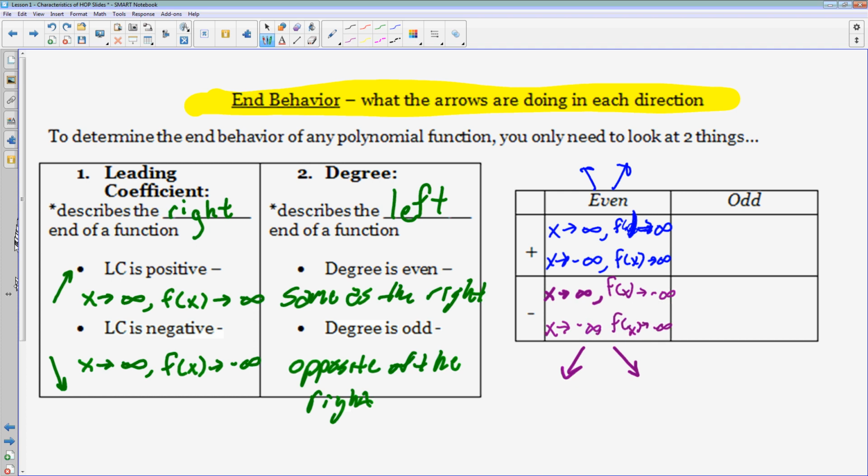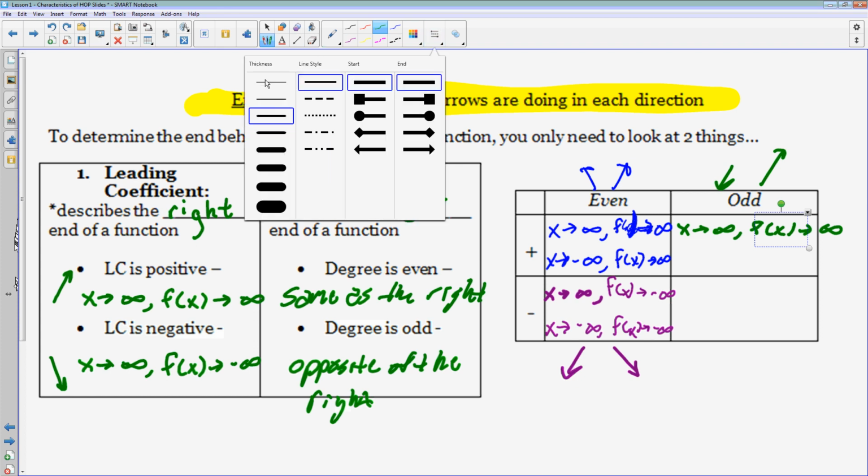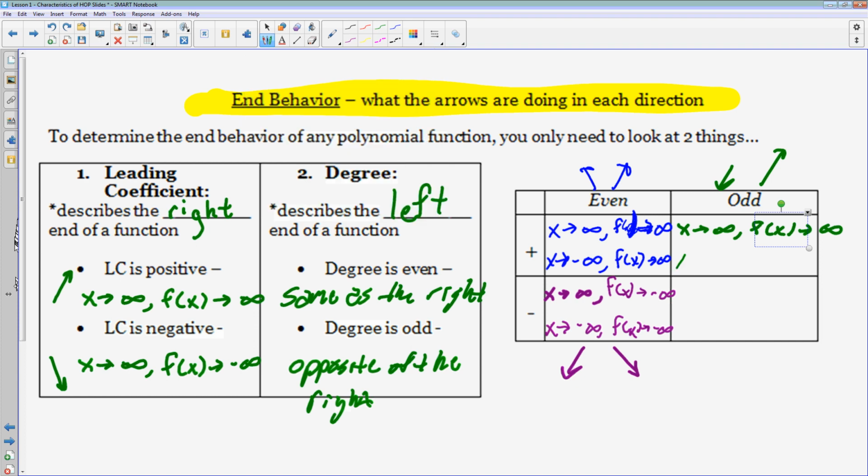If we have a positive leading coefficient and our degree is odd, we know we're going to be going to positive infinity on the right, but because we're doing odd, think opposite, we're going to be going to negative infinity on the left. So think about your odd functions like x cubed. Makes sense. So as x goes to negative infinity, f of x is also going to negative infinity.